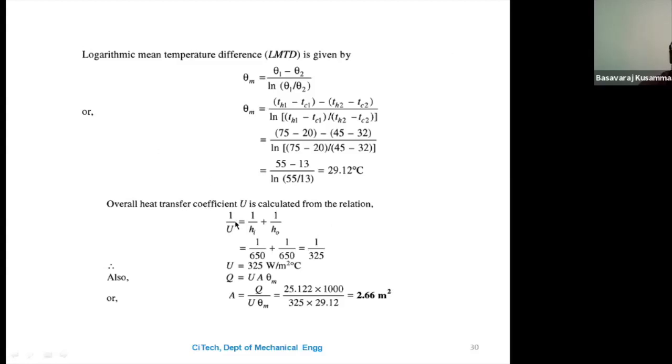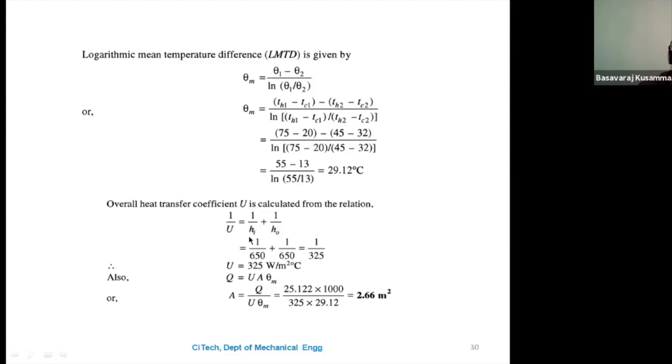The overall heat transfer coefficient can be calculated as 1 upon U equals 1 upon Hi plus 1 upon Ho. You could also take R2 divided by R1, but we are neglecting the thickness of the pipe because the thermal conductivity and the dimensions of the pipe are not given.